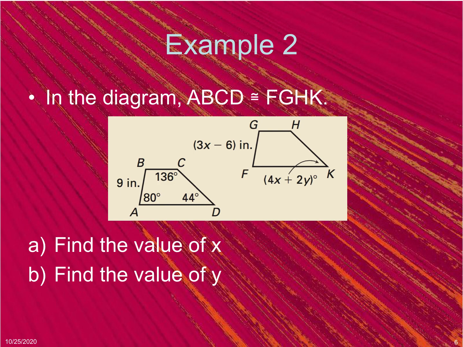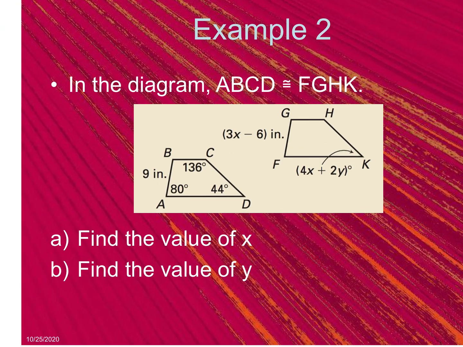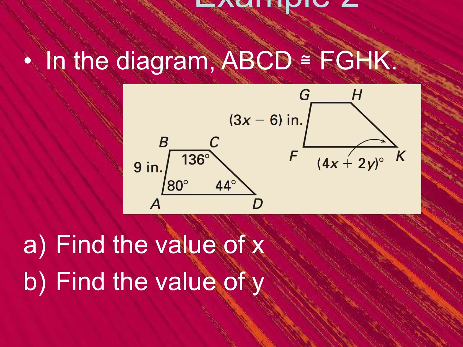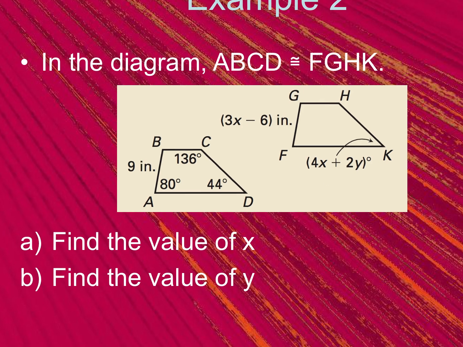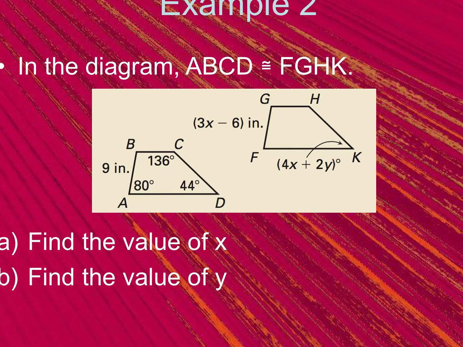Looking at this one, it says in the diagram, ABCD is congruent to FGHK. Find x and find y. Who could help me with this? Matching my sides, what do I know is congruent? What do I know is going to be the same measure? How can I find this? What do we know? Someone help me out.